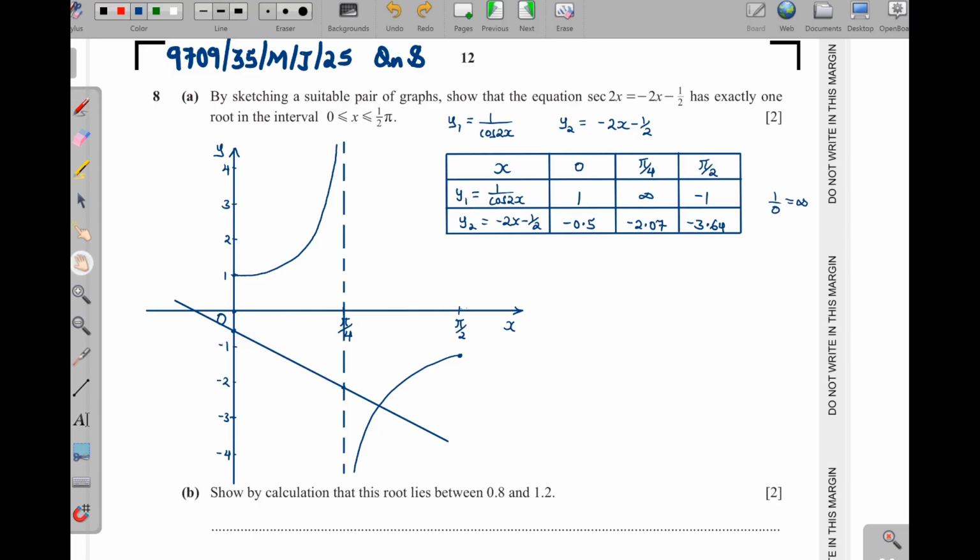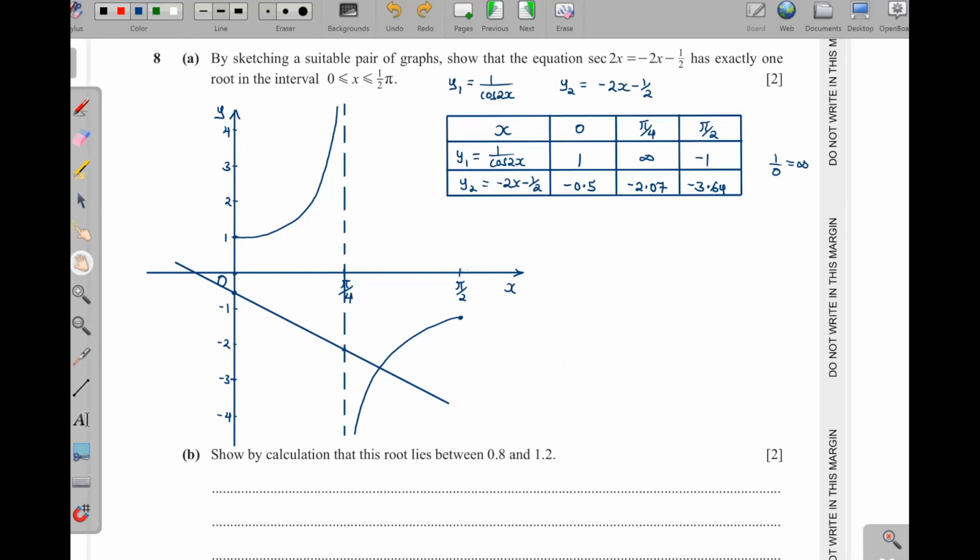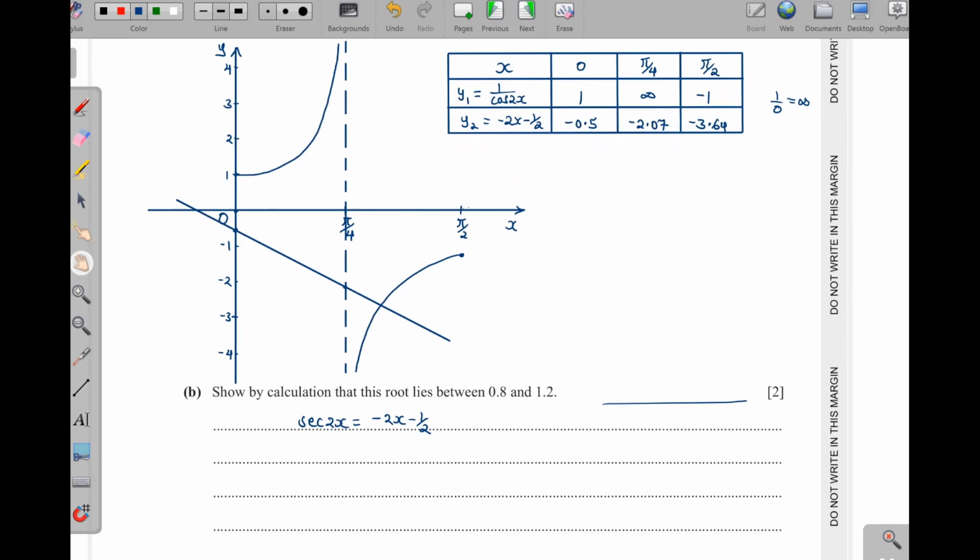You see that? Then part B, show by calculation that this root lies between them. So we have these two here. Remember, if you have a graph, this is maybe the x-axis. So if I join these two together and then I put them on one side, we are going to have sec 2x, which is equal to negative 2x, then minus a half. I will bring everything on one side such that we form a function. So this will be 1 over cos 2x, then plus the 2x plus a half, which is equal to what?